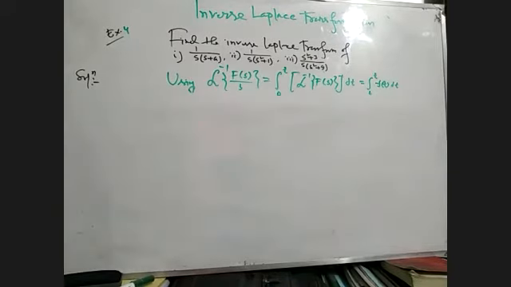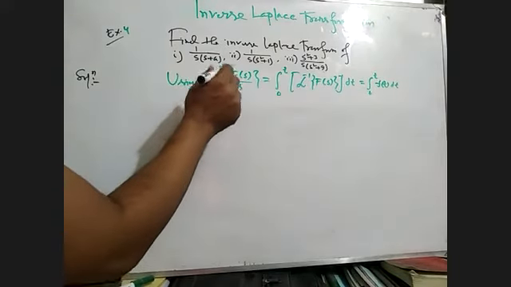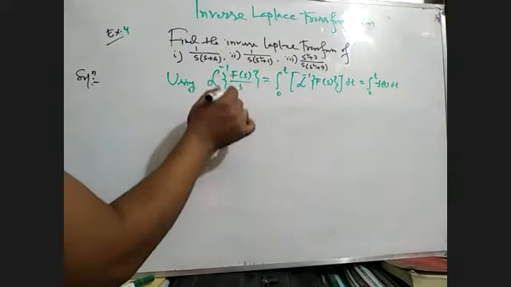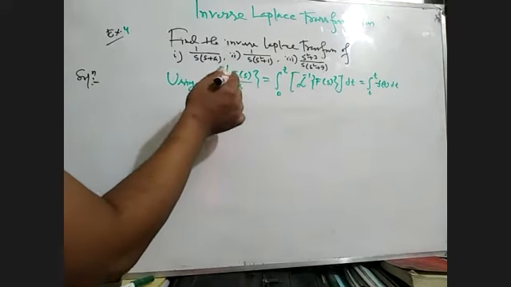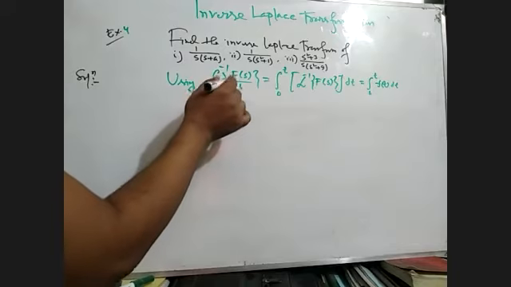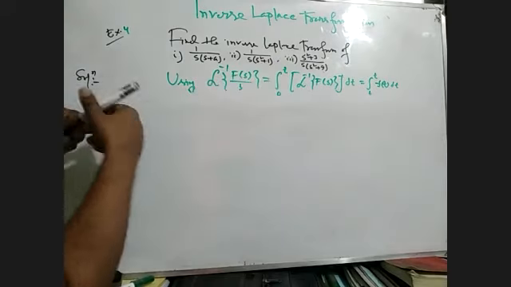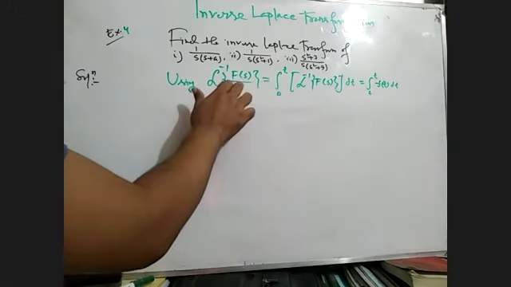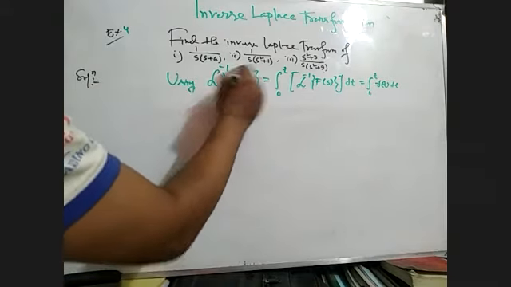Okay, now another important property for solving inverse Laplace transformation: the 1 by s property, or division by s property. In the previous one we multiplied by s, but now it is division by s. That means we have to use integration for division of the parameter s, that is, dividing by s.